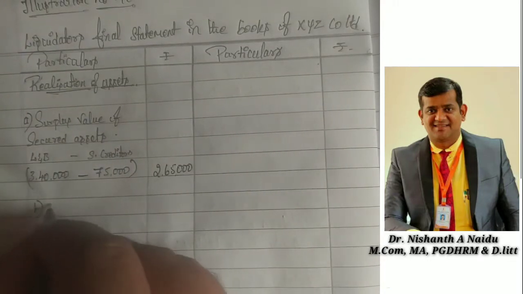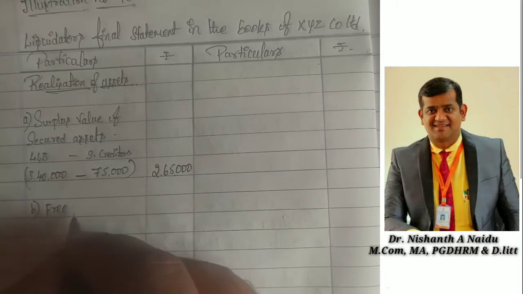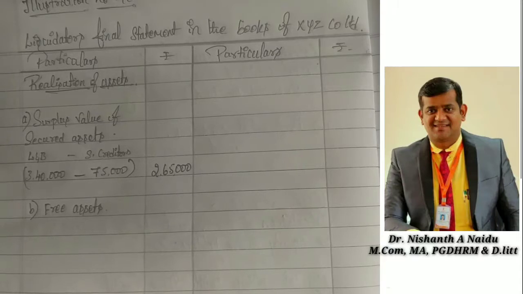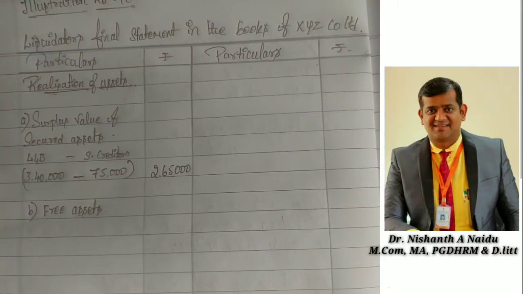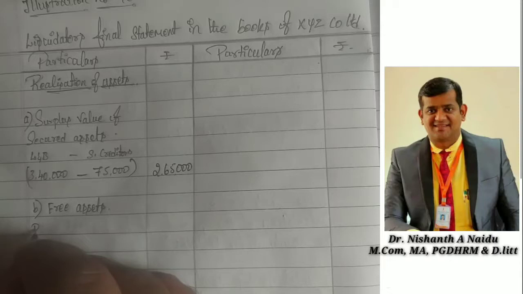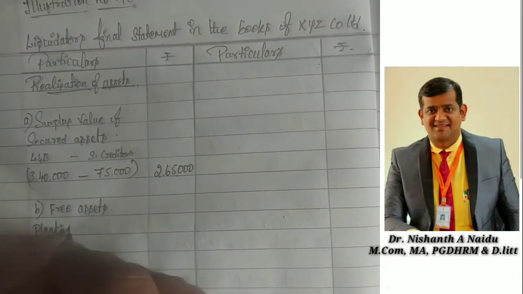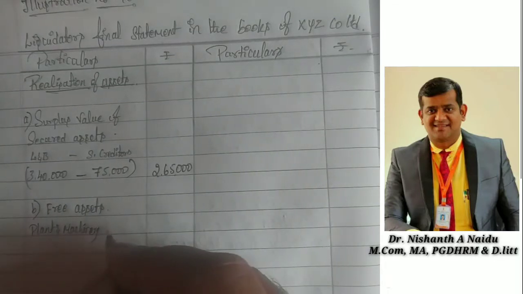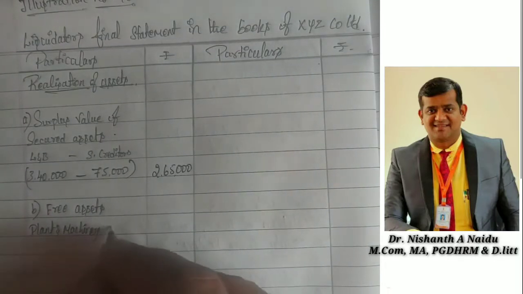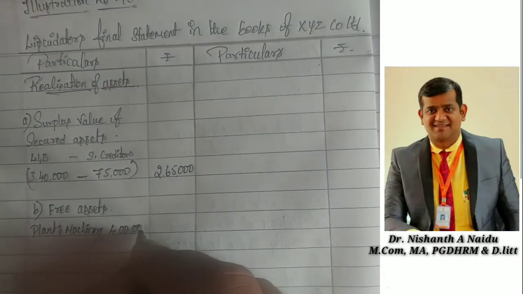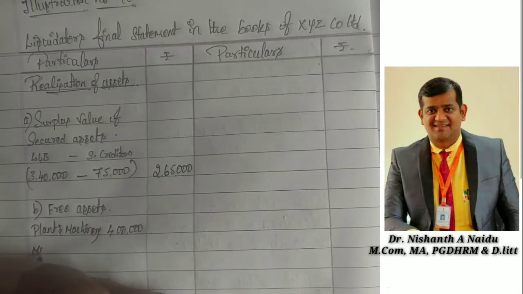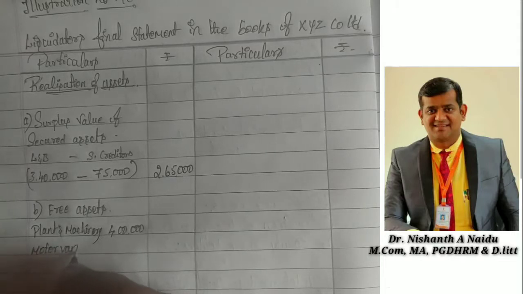So under free assets, other assets which are all realized, like plant and machinery. It has been realized for how much? Plant and machinery is 4 lakh rupees. Inner column 4 lakh. Then we have motor van for 2 lakh. Write down motor van for 2 lakh.